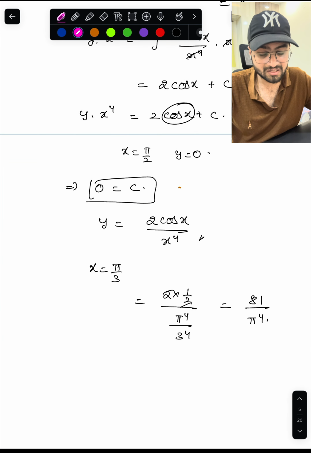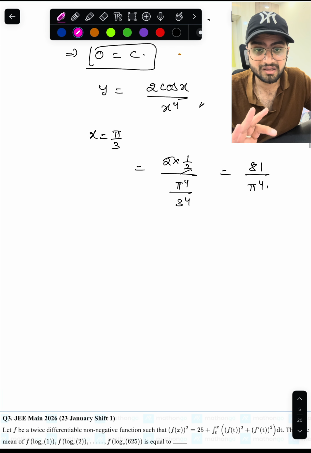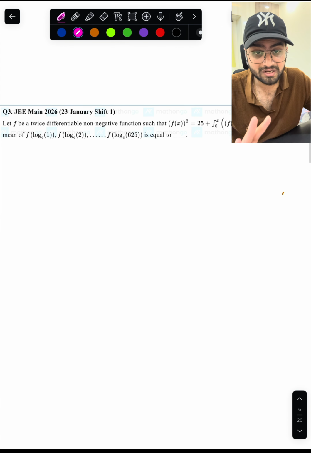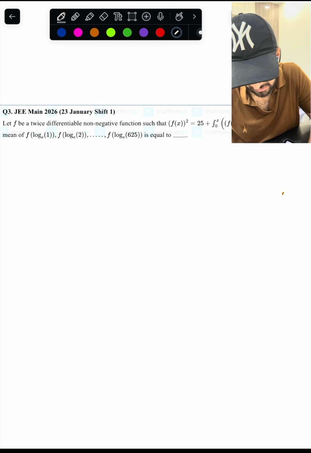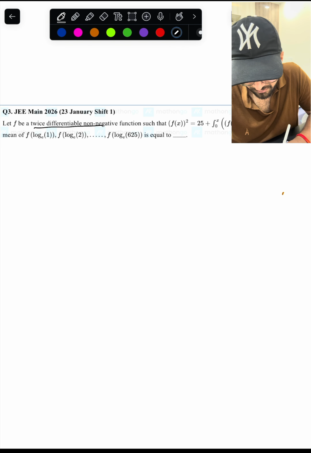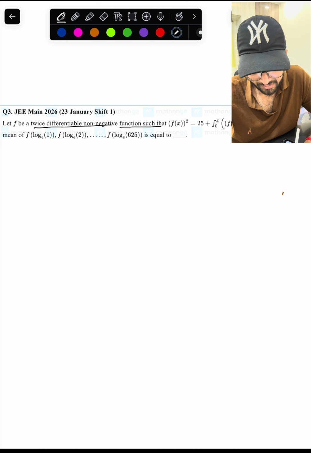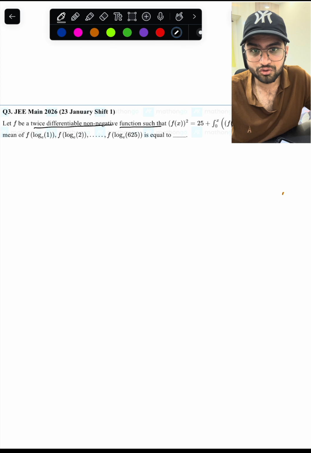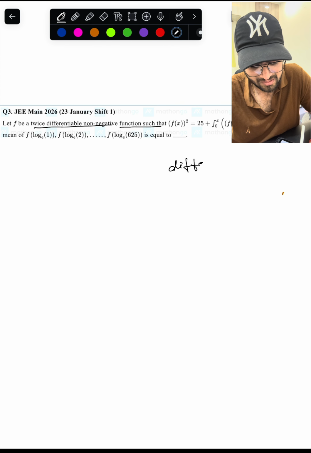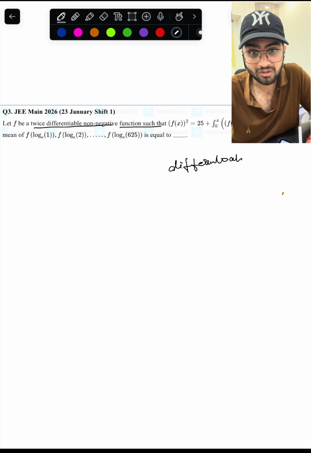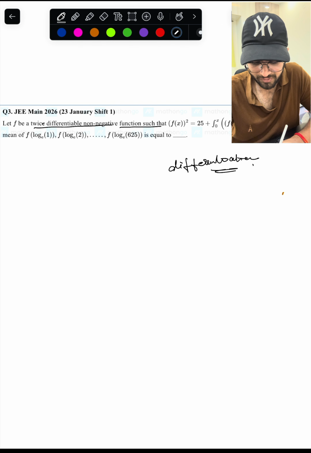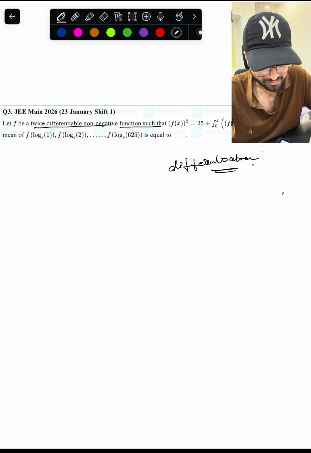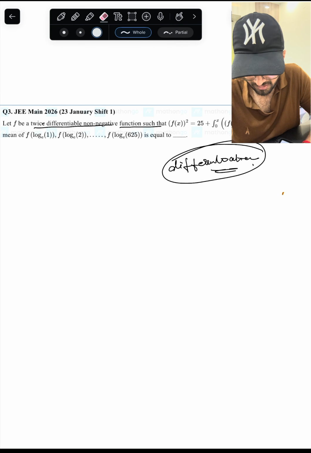Done. So that's easy. That's how it can be solved easily, right? So let's move to the next question also. So see here, f is a twice differentiable non-negative function. Whenever the question says differentiable function, definitely always try to use differentiation. So you can take hints from the question to solve it, right?